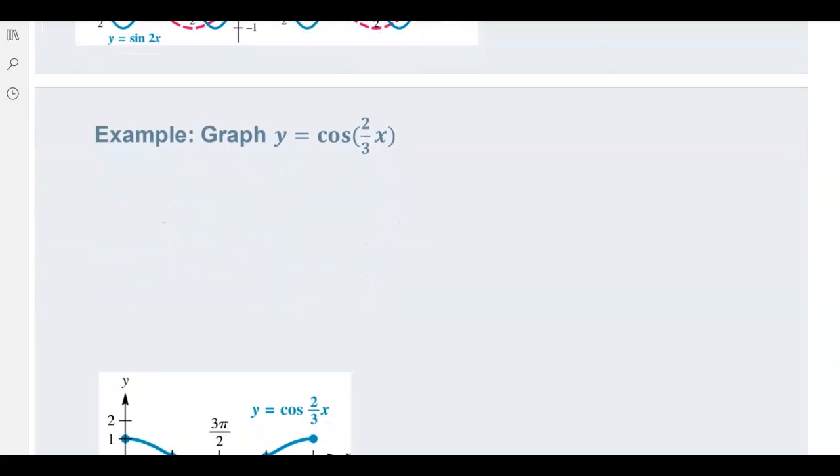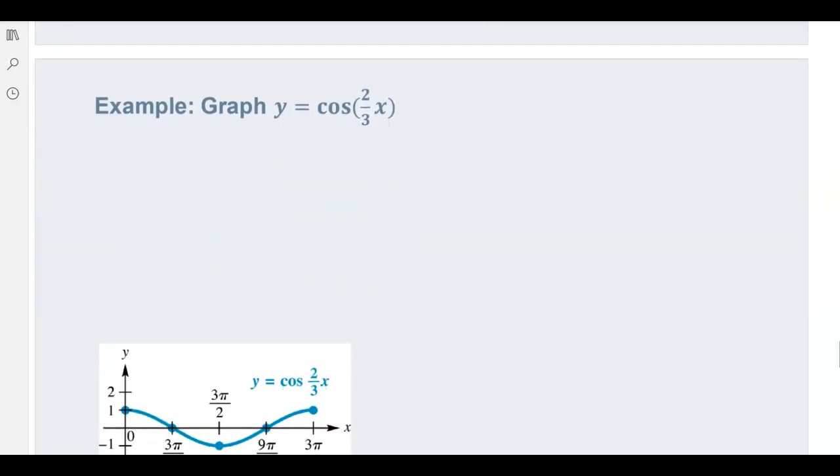Let's graph cosine of 2/3 x. I'm going to follow the pattern, the strategy that we do. All right, first we're going to find the period. The period is going to be 2 pi divided by 2/3. I take the original period for cosine, which is normally 2 pi, and I divide it by that fraction. I'm going to take 2 pi and multiply by the reciprocal. So this ends up being 3 pi.